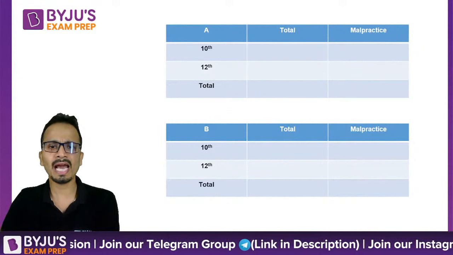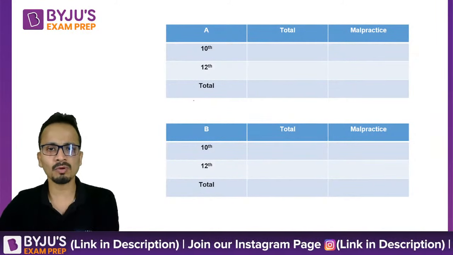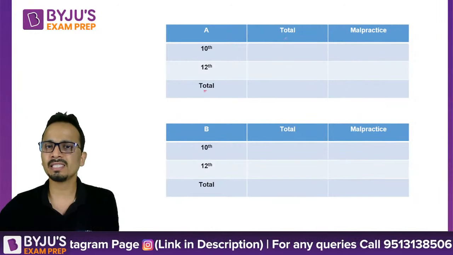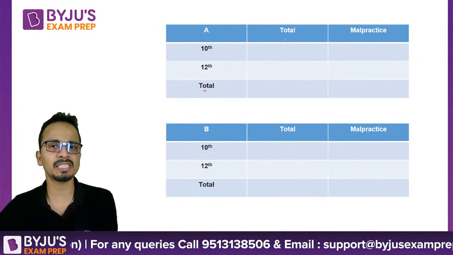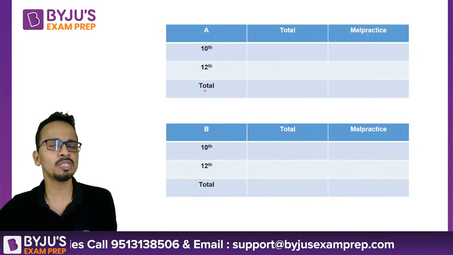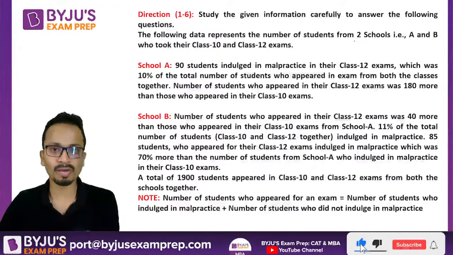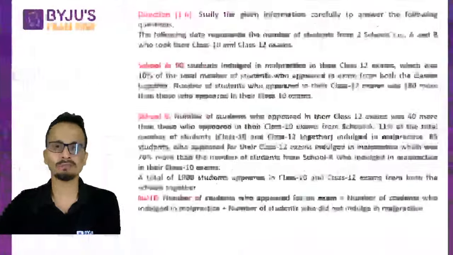So school A and school B are two different tables with 10th, 12th, and the total number of students studying in school A, and similarly for school B. The number of students studying in each of these standards is represented in the columns, along with the students who indulged in malpractice. Now let's read the information one by one carefully.